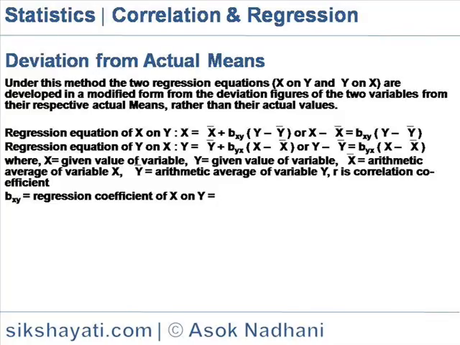y is given value of variable, x bar is arithmetic mean (average) of variable x, y bar is arithmetic average of variable y, r is correlation coefficient, bxy is regression coefficient of x on y, which is equal to r into sigma x by sigma y.